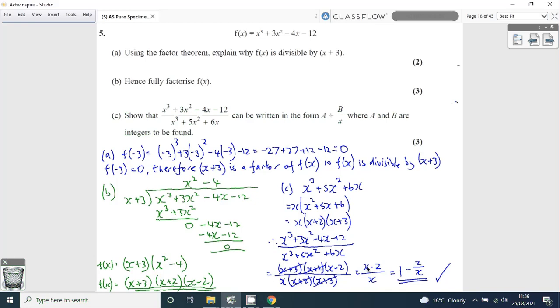So putting each of the terms of the numerator over the denominator, x divided by x is 1, and minus 2 divided by x is minus 2 over x. So I've now got it in the format as required by the question.